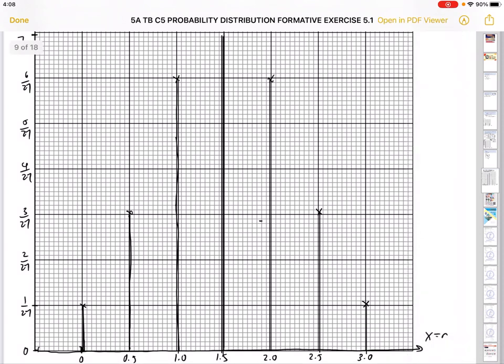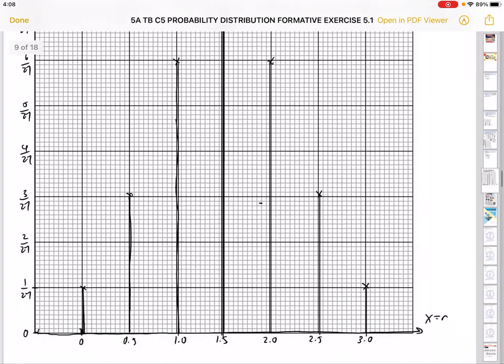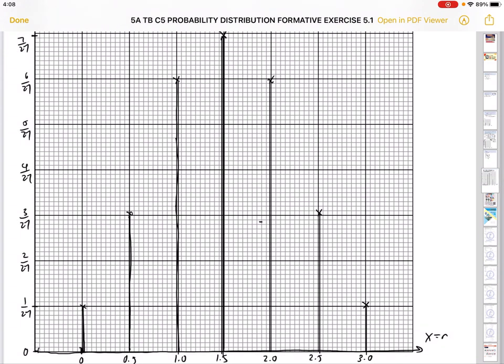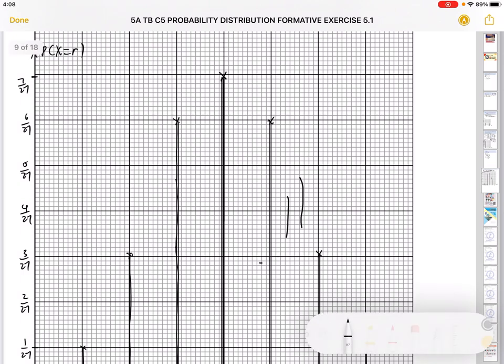There you go. Can you see? Just the 7 over 27 is really hard to see. And remember to label the axis. This is x equals r. This is a little bit ugly, but there you go. So that's the end of this practice.